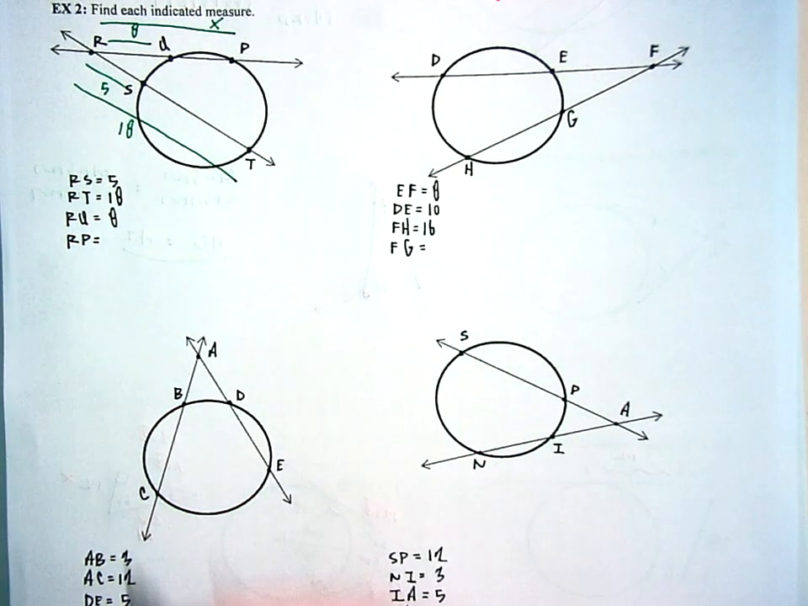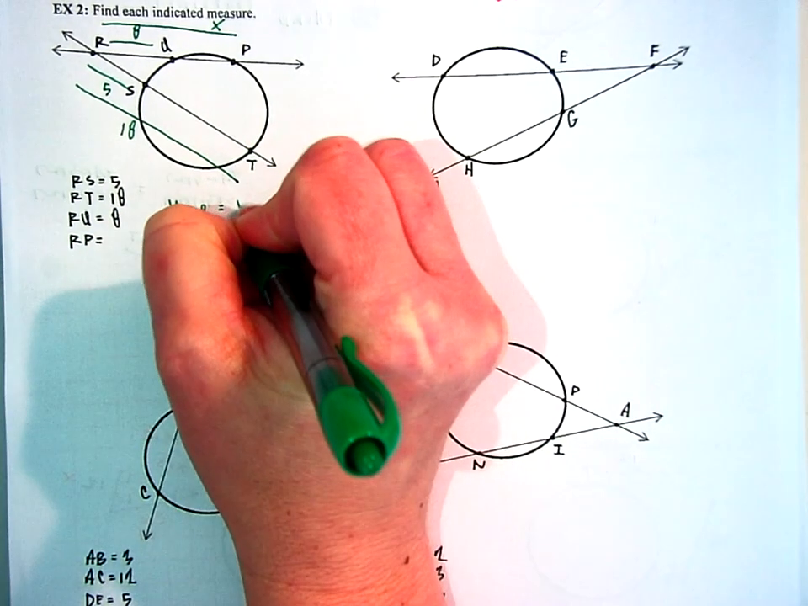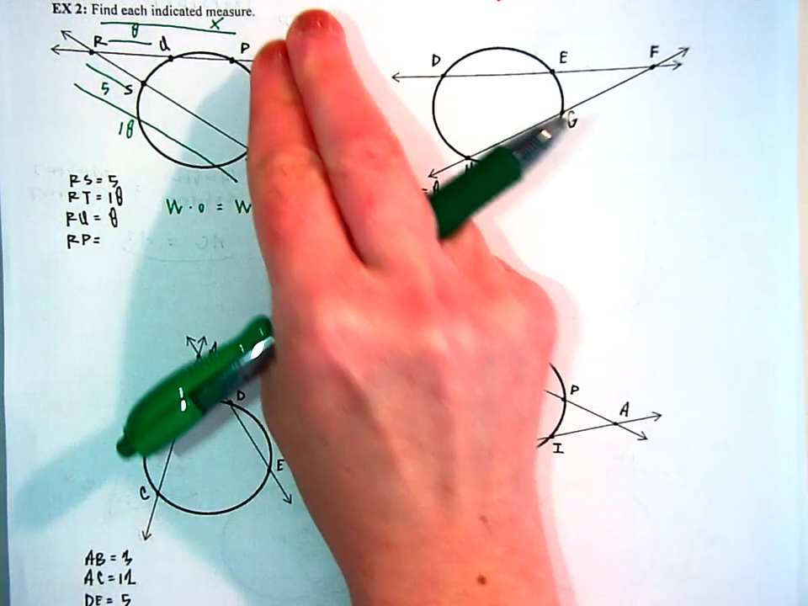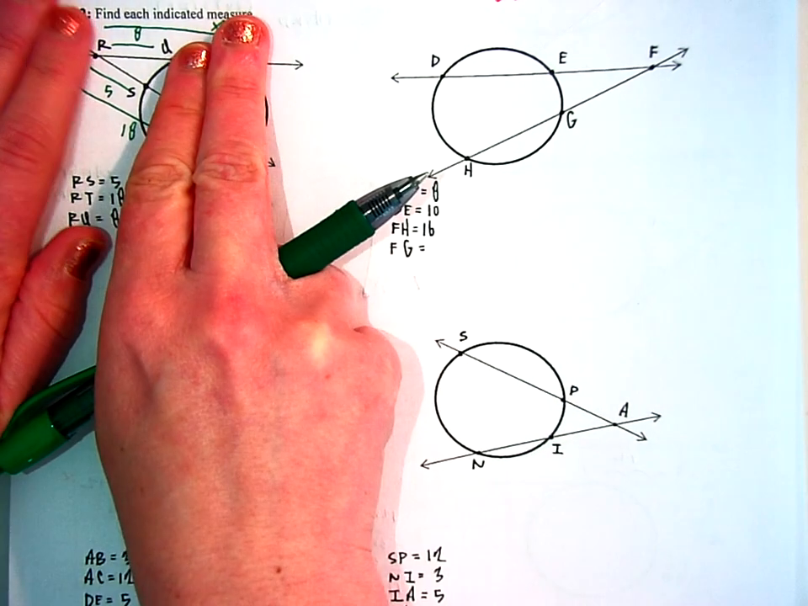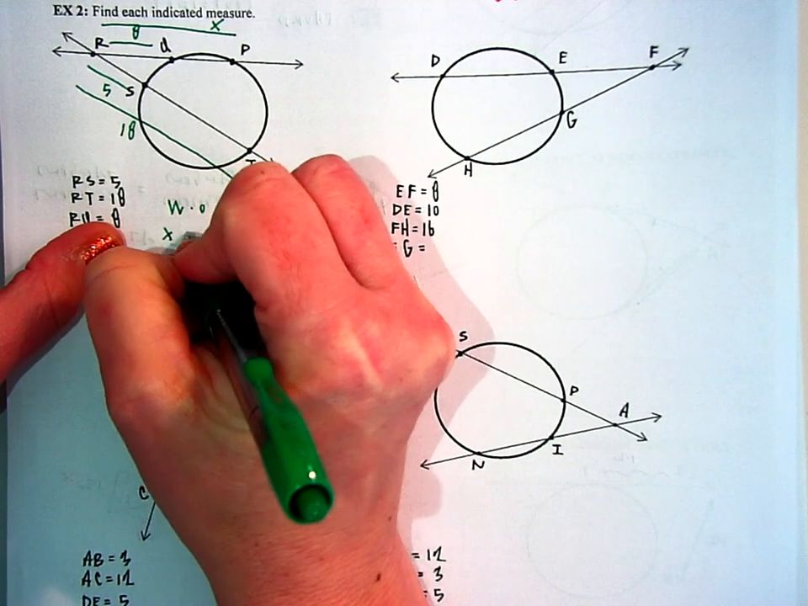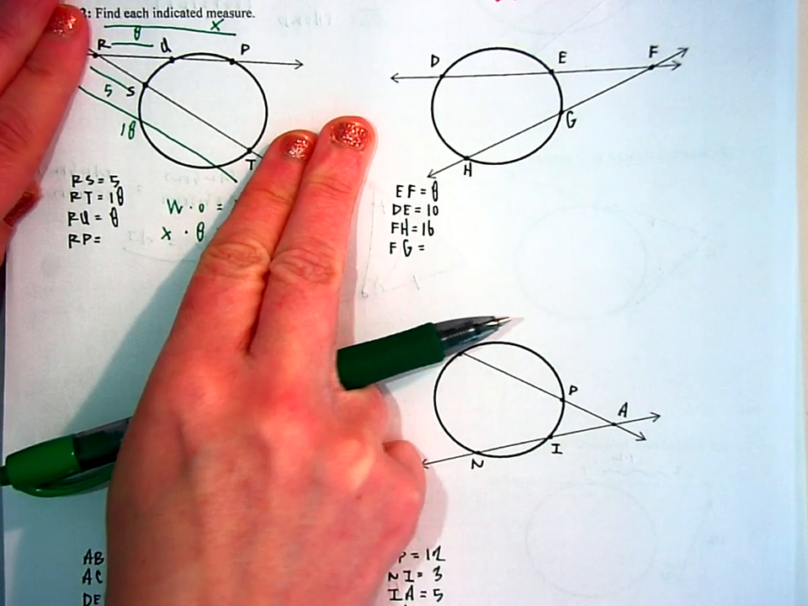So here, let me just lay out my structure. Whole times outside equals the whole times the outside. So if I look at the one on top, here is my whole, X. Here is my outside, 8. So I'm saying X times 8. And down here, my whole is 18.